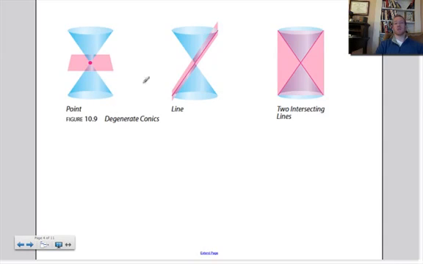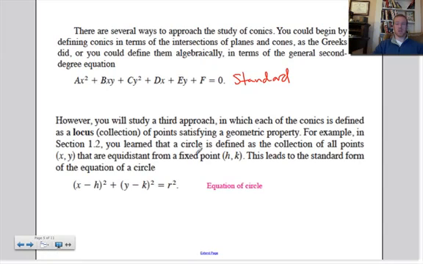So these are some degenerate conics. Basically, if you slice it right here, you get a point. Slice it right along the edge, you get a line. If you were to cut them in half, you just get the intersection of two lines. So those are less interesting conic sections.